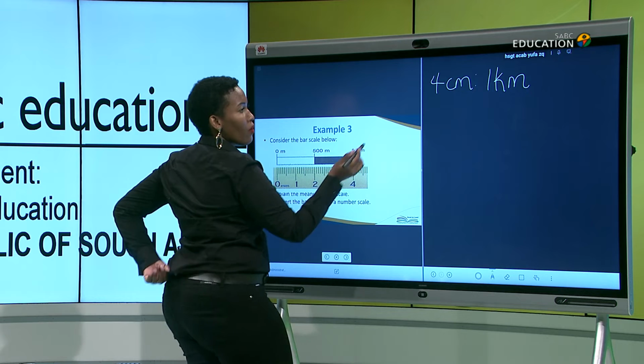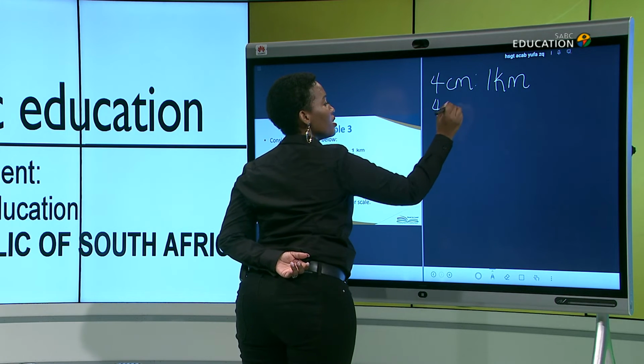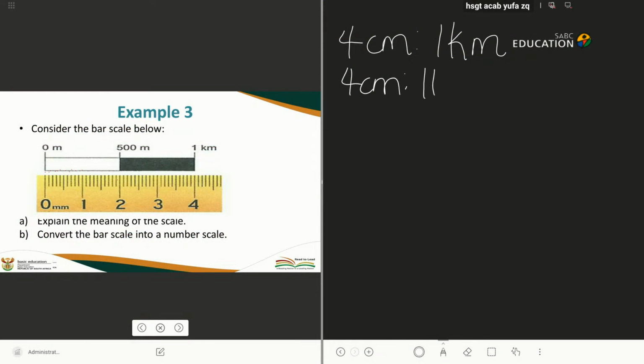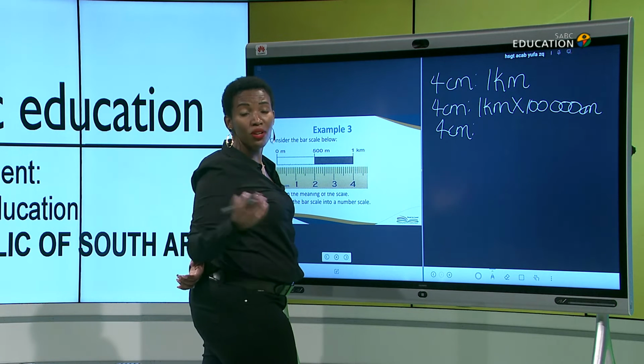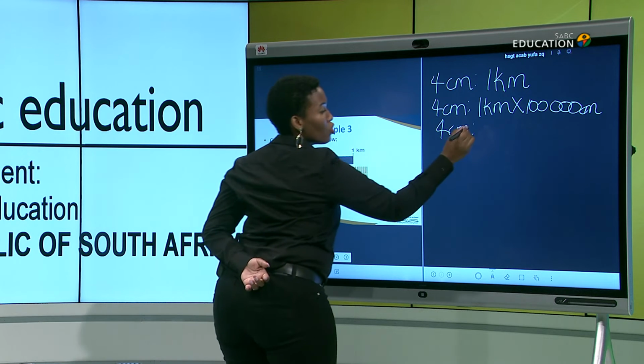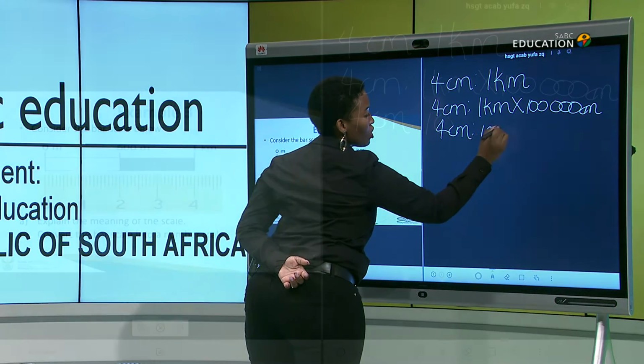So we are going to take our 4 centimeters is to our 1 kilometer. Remember, we are converting it to centimeters, and we said we are going to multiply it by how much? By 100,000. It's 100,000 what? Centimeters. We are converting it to that. Then you'll be left with 4 centimeters here is to 1 multiplied by 100,000 is equal to 100,000. You can still use your calculator. It's okay. No one is going to judge you for using your calculator.